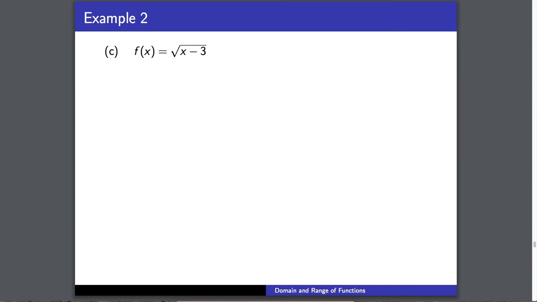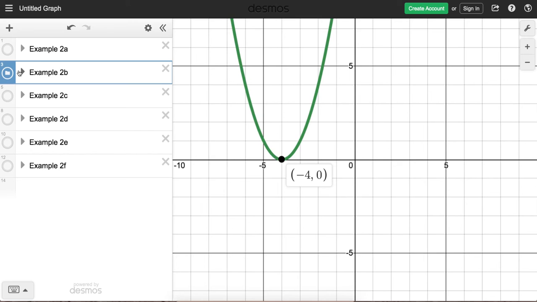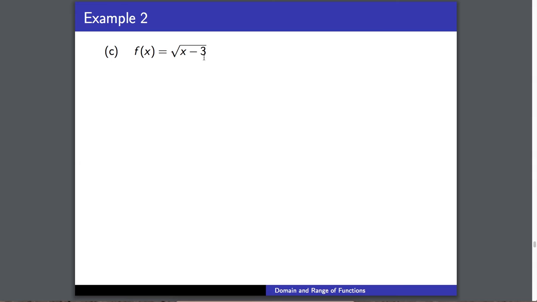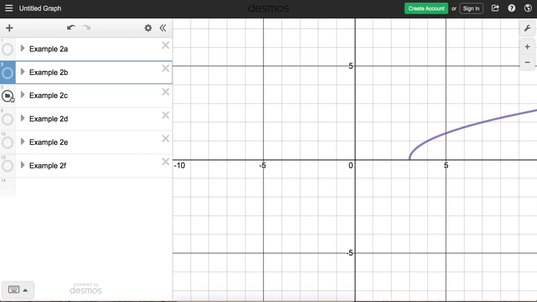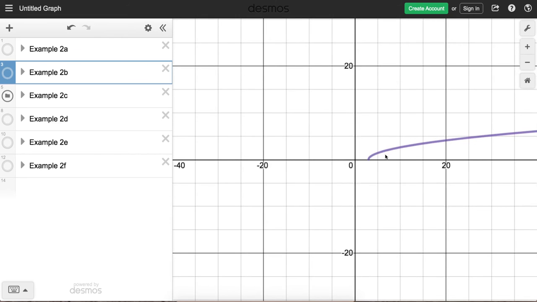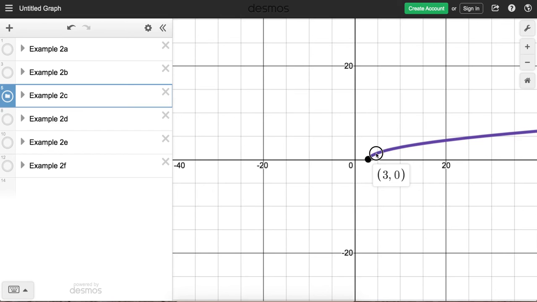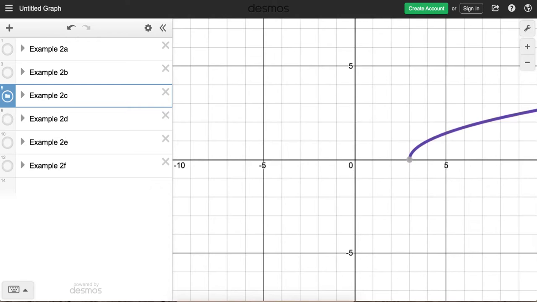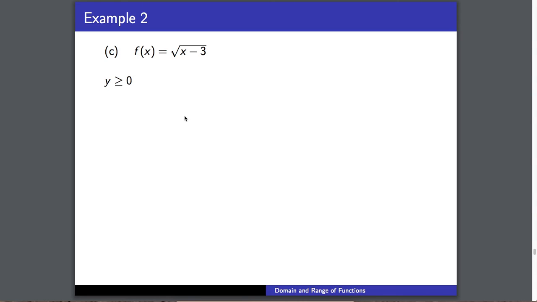Example C, we have the square root of x minus 3. And we saw in the last video that the domain of this was x is greater than or equal to 3. Well, let's see what the range will be. Here's our square root of x minus 3. And if we zoom out, notice that our graph just keeps going up, which means we're going to start at y equals 0, and then all the other points on this graph are going to be higher than that, like 2.324 or 4.336 or 5.158. So for this particular function, our output values are 0 or higher. So the range is y is greater than or equal to 0.